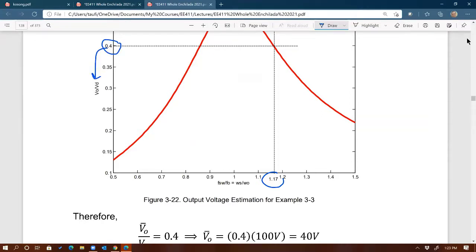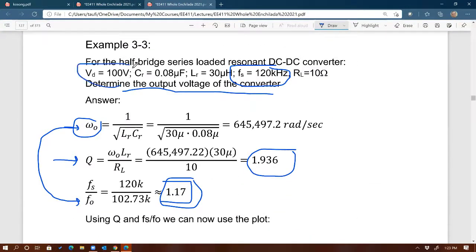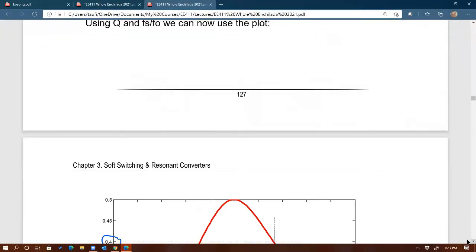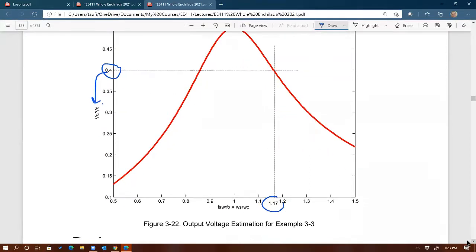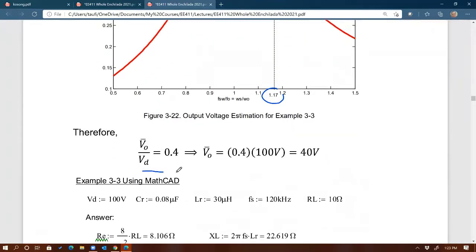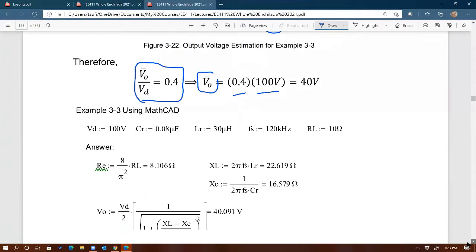I give you VD, I believe in that problem statement. Yeah, I give you VD. So when you have the ratio of V out over VD equal to 0.4, and you know what VD is, then you should be able to get V out. So V out over VD is equal to 0.4. Therefore V out is equal to VD times the ratio from the graph. That's around 40 volts.